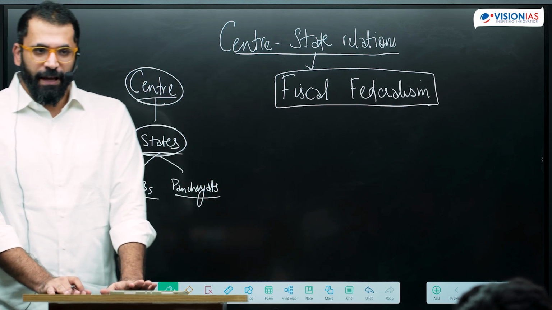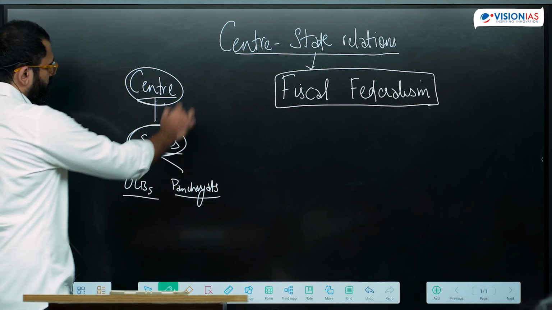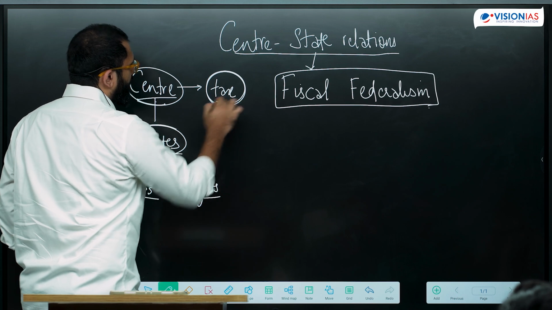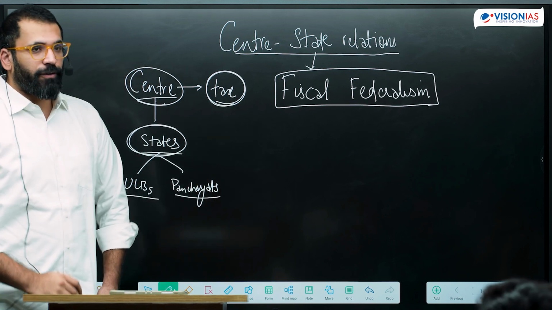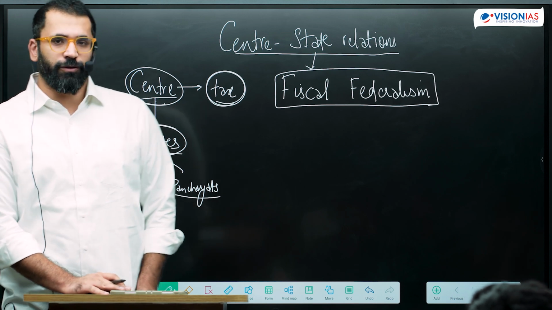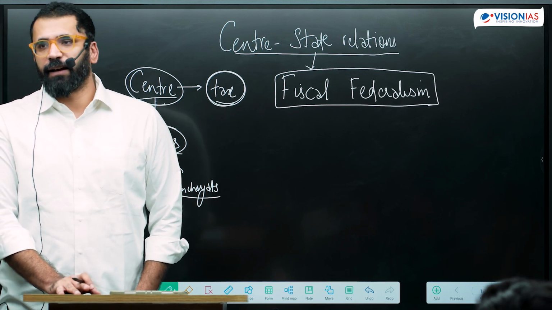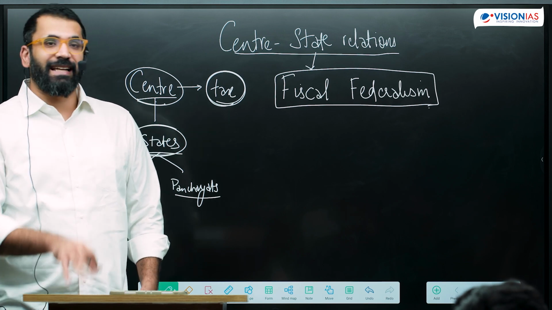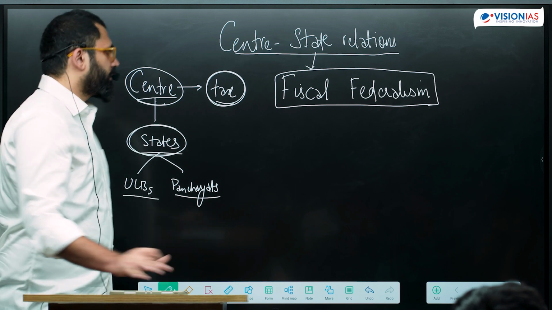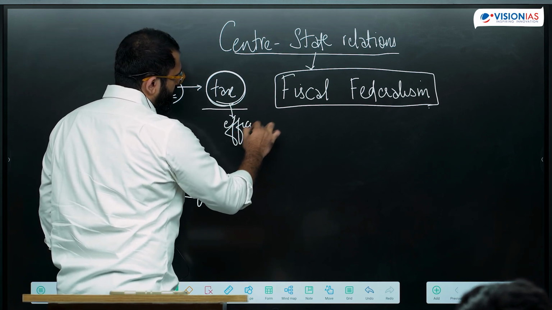Now, when we talk about the economic distribution of powers, the center was given more powers to collect tax. Now, why was the center given more power to collect the taxes? For example, the personal income tax or the corporation tax goes to the central government. The state governments do not collect the income tax or the corporation tax. Why was the center given more taxation powers to collect more revenue? Because the efficiency of collection of tax would be better at the central level.